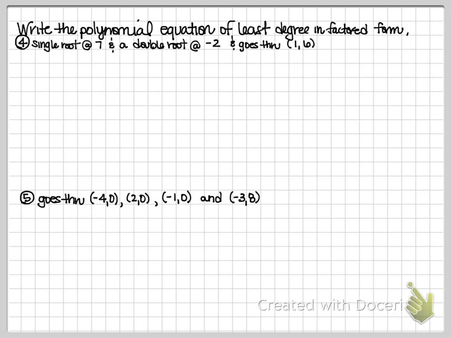Okay, so hopefully you were able to successfully complete question number 4. Let's check it out. I know that a single root at 7 is going to give me a factor. I'm going to jump straight to the punch here. It's going to give me a single factor of x minus 7.